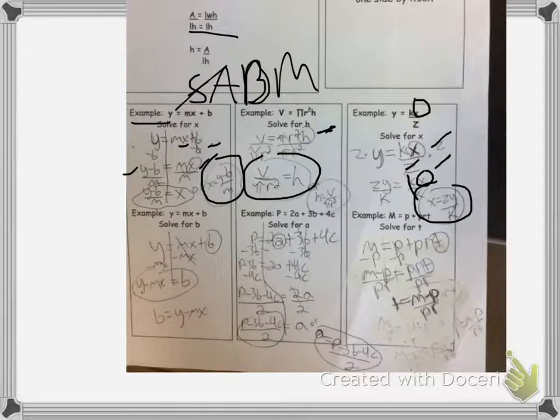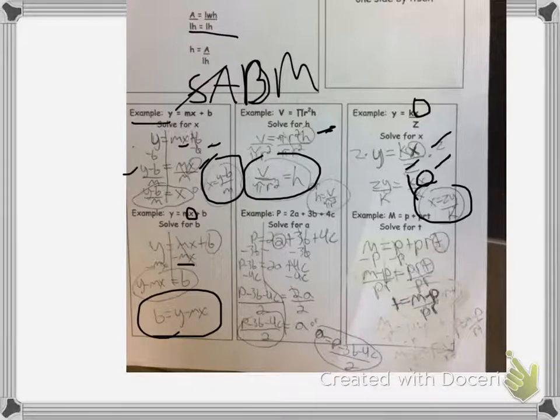Right here, same as the top one up here, except now we're going to solve for b. All I got to do is SADM again, so I'm going to add subtract first. So I subtract mx from both sides, and I get b equals y minus mx.